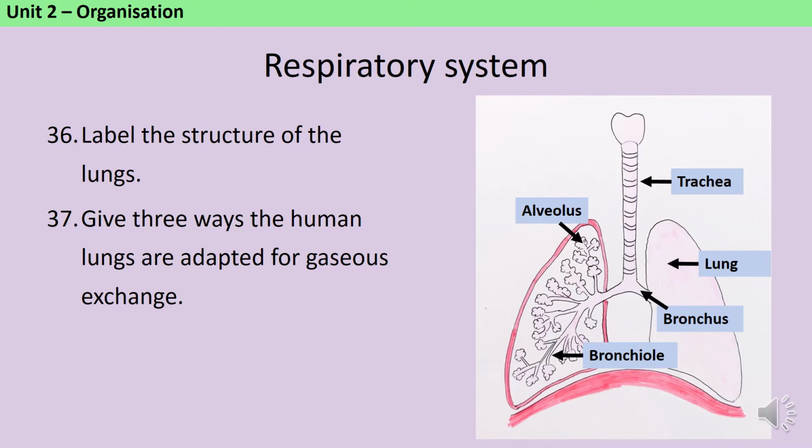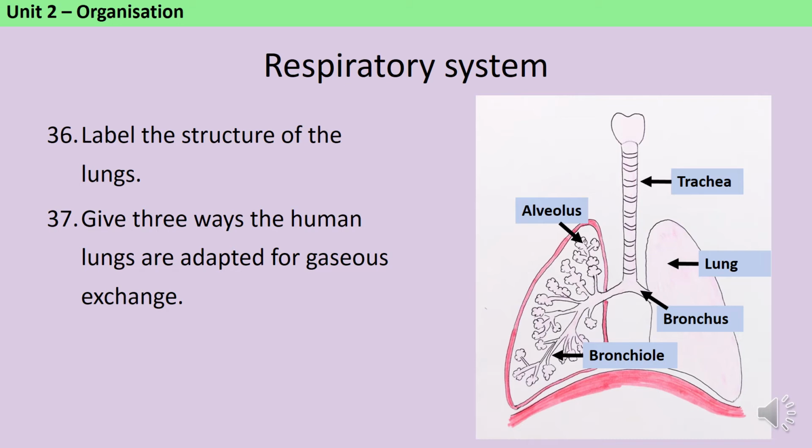In the respiratory system, you should be able to label the trachea with its cartilage rings to prevent you from having your windpipe crushed, the bronchus where the trachea splits in two, the bronchioles where each bronchus then splits into smaller branches, and the alveoli, which are those small cloud-like structures which increase the surface area of the lungs.